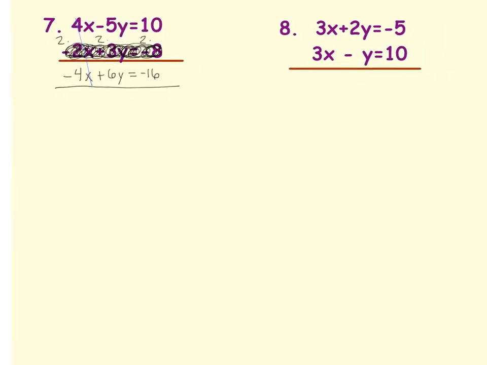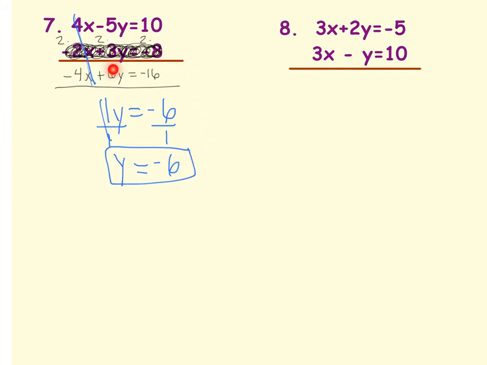Okay, so the x's are going to drop out. I add straight down. Negative 5y plus 6y is 1y. 10 plus a negative 16 is negative 6. And then, if you wanted to, you just divide by 1, which is just the same thing. y equals negative 6.